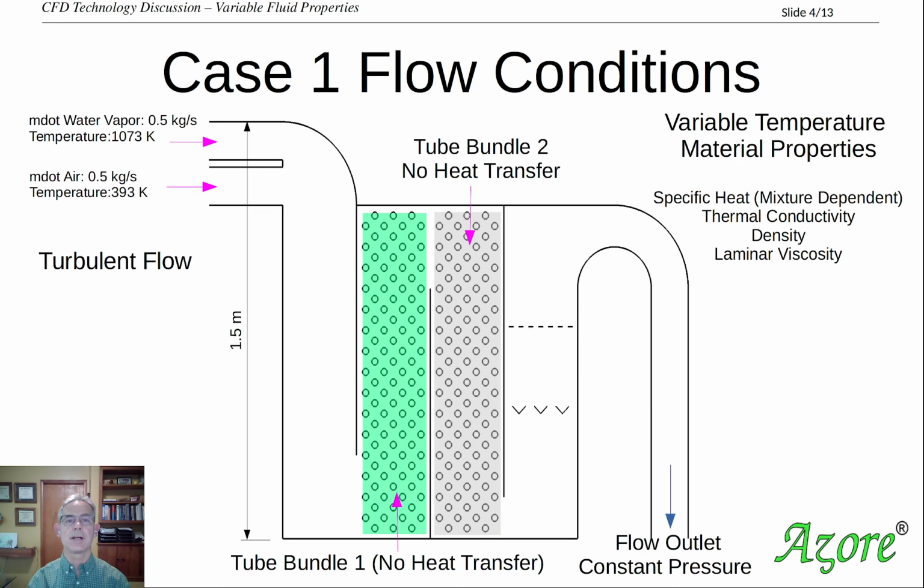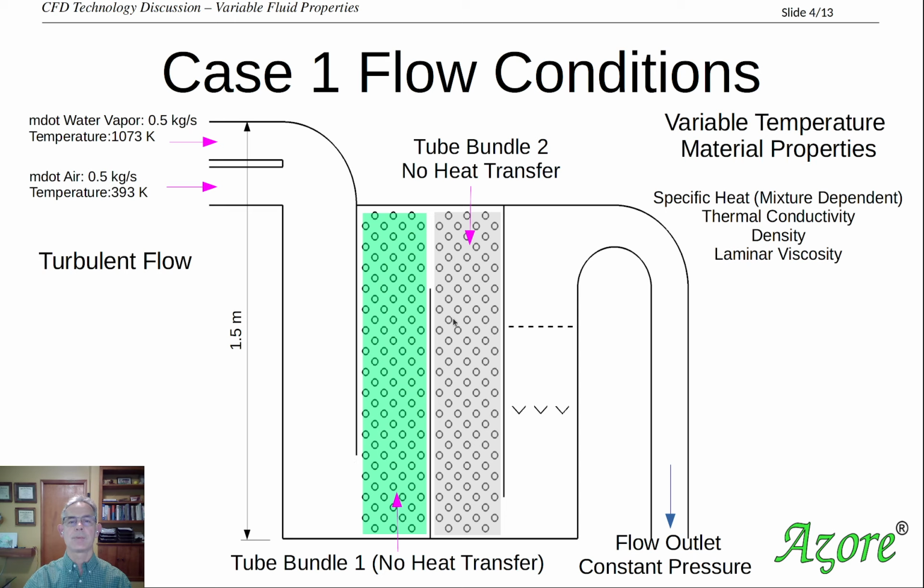So for the first case, we're going to assume that there is no heat transfer in any of the bundles. And so we'll start over here on the left-hand side, and we'll assume, for instance, we have hot water vapor or steam coming in at the top, and it's 0.5 kilograms per second at 1,000-ish degrees K. Down at the bottom, here's our cooler gas stream, and this is hot air, but not as hot as the steam, and it's also coming in at 0.5 kilograms per second. So the mass flow rate between these two streams is the same. The temperature is just different. To give an idea of the length scale of this geometry, it's about 1.5 meters tall here.